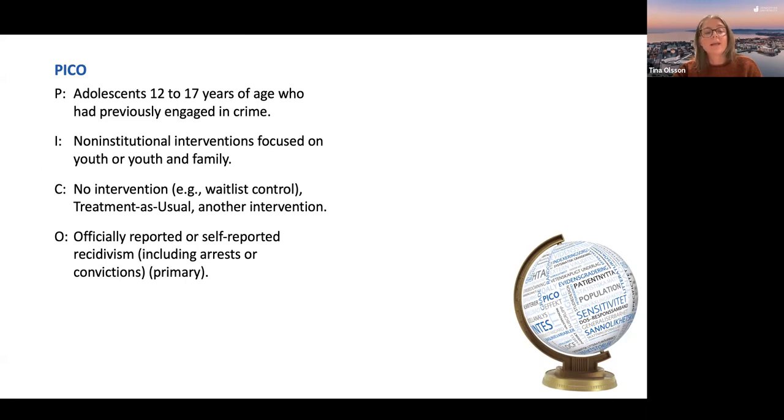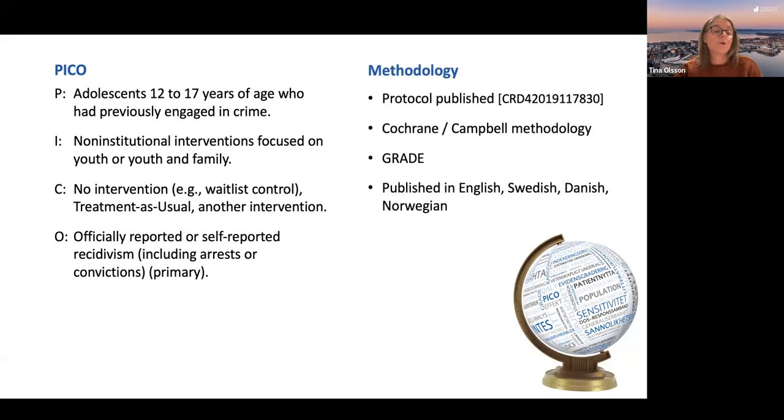So for example, a waitlist control. And we also included studies that used treatment as usual or another intervention as the control. And we were interested in officially reported crimes, which included arrest or convictions, or self-reported crimes.